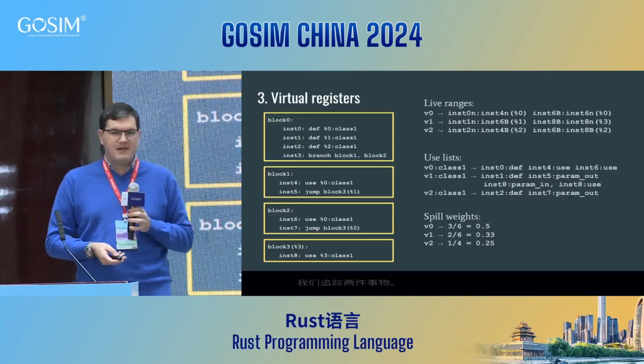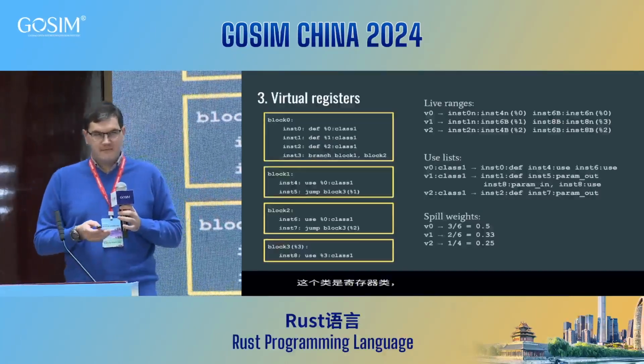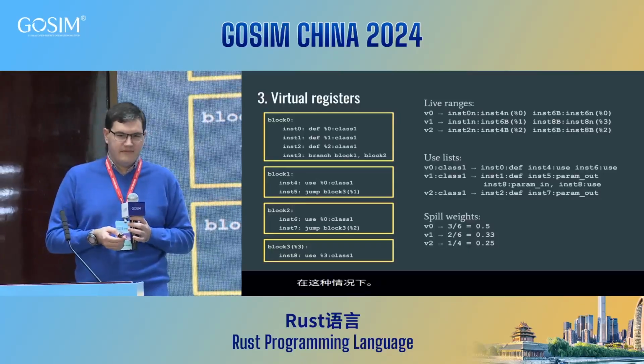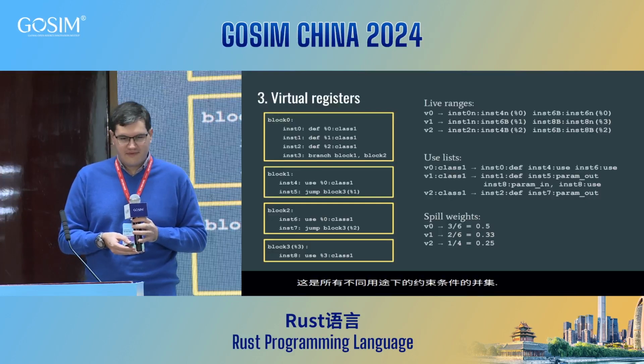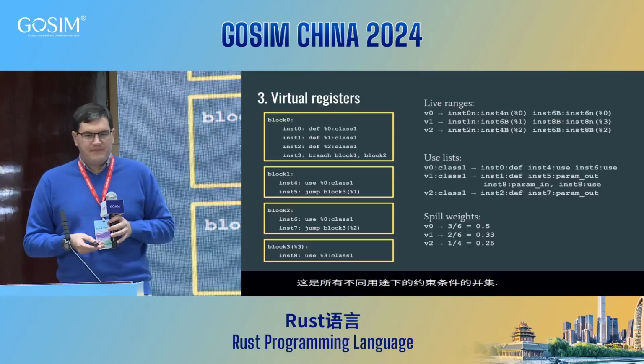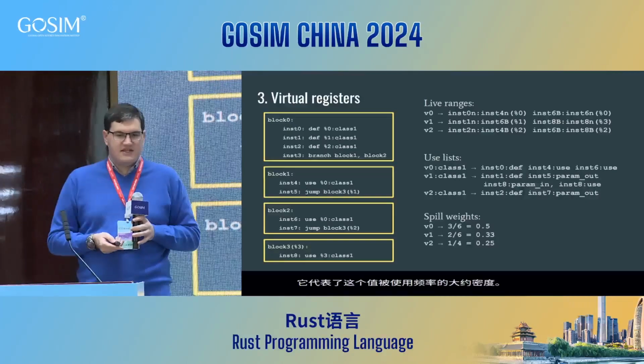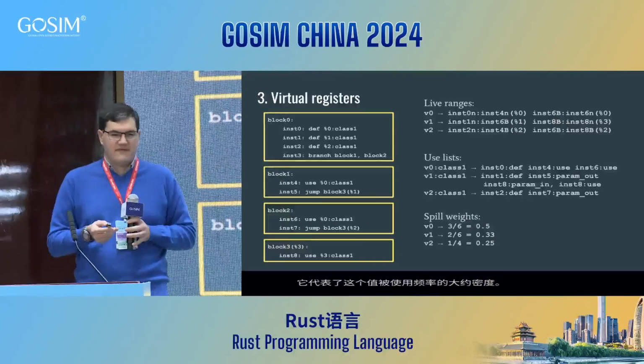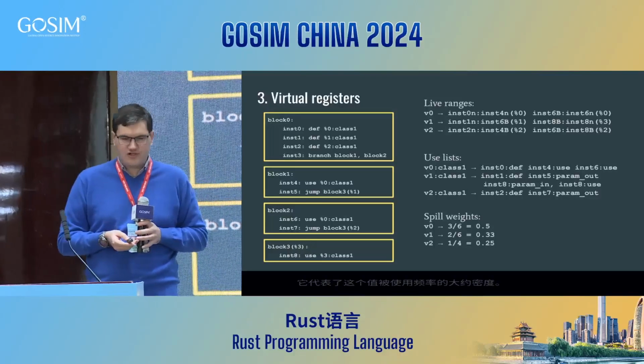And the spill weight, which represents approximately the density of how often this value is used. And this is calculated as the number of uses or definitions divided by the length of the live range in instructions.